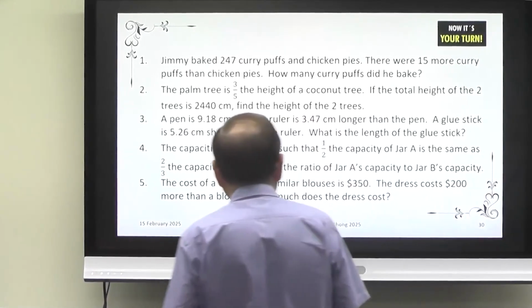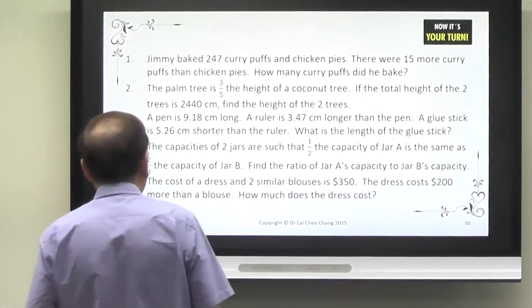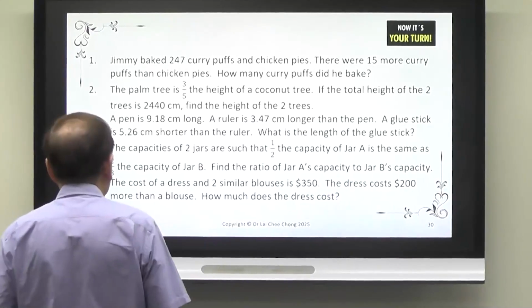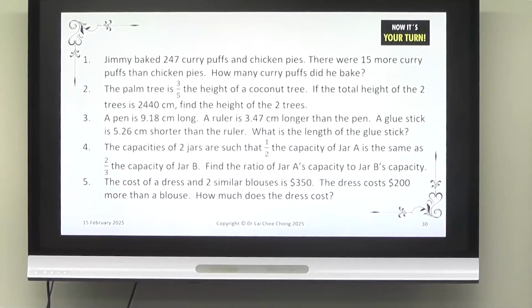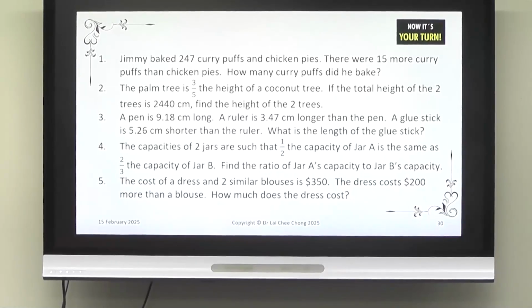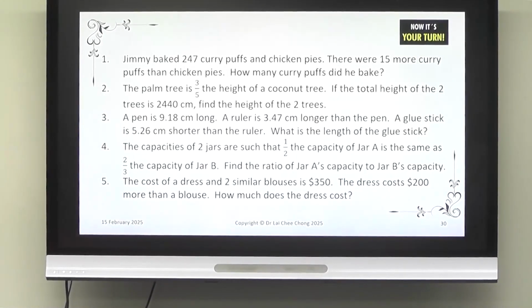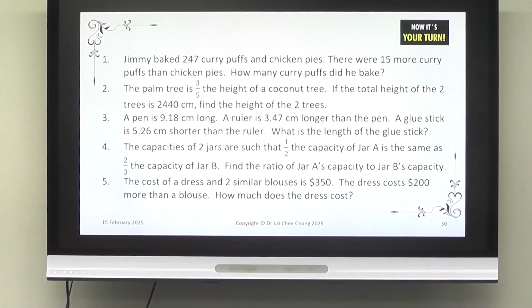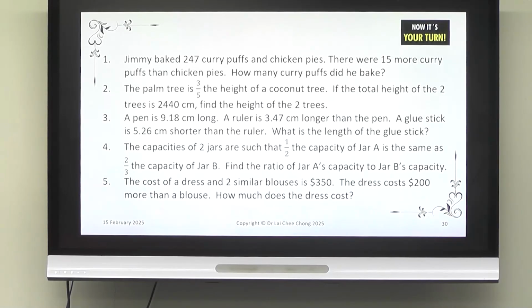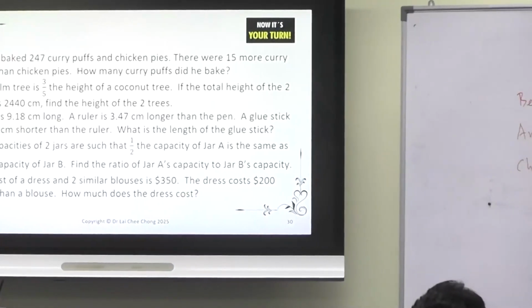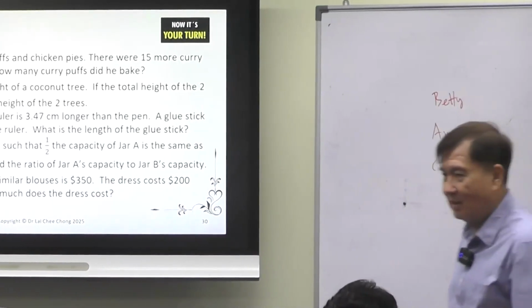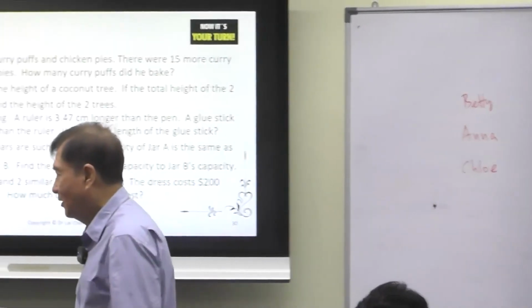I'm talking about curry puffs and chicken pies. Oh, okay, that's easy. There are only 2 items here, curry puffs and chicken pie. Now, can you do that one first? Jimmy baked 247 curry puffs and chicken pies. There were 15 more curry puffs than chicken pies. How many curry puffs did he bake? That one should be easy.